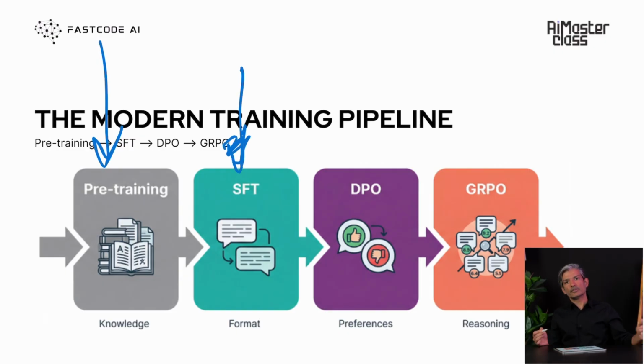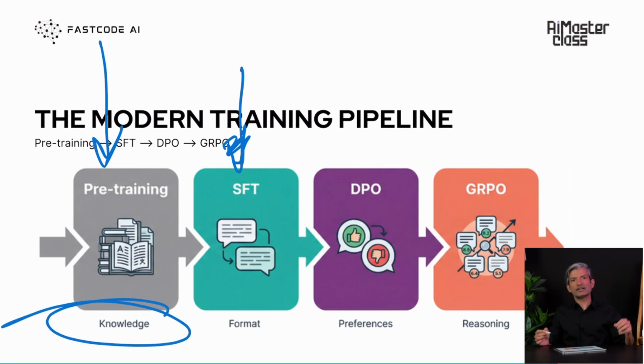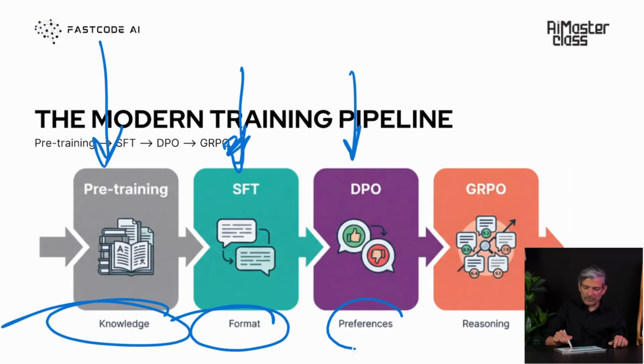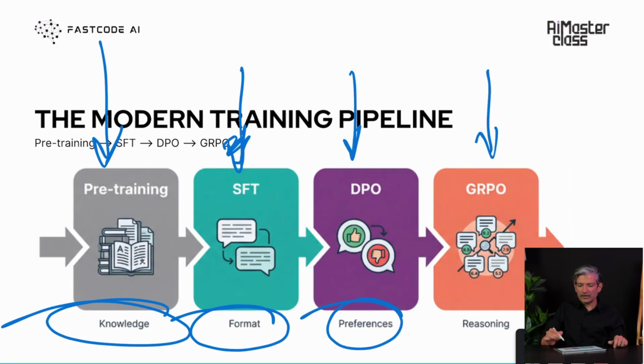This is the same loss, but now with structured data, data that we have curated, data where we have the context, instruction, and output triplets. The first is where we learn the knowledge. The second is where we learn how to format it. The third is where we do DPO, where we learn preferences. And finally, we do something like GRPO, where it learns to reason.